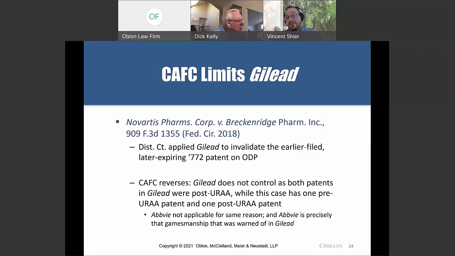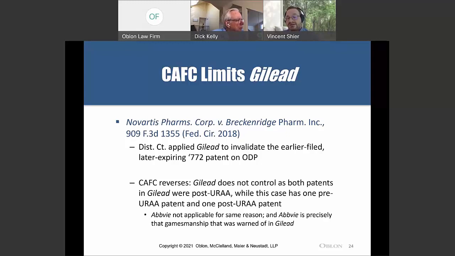Now, the district court found that this was very similar to Gilead, and in fact, Gilead would apply, and Gilead would serve to invalidate the earlier filed but later expiring 772 patent on the grounds of obvious double patenting. But the Federal Circuit rejected that and said, no, Gilead does not control. Gilead and AbbVie as well were both patents that dealt with post-URAA statute. They both fell under the post-URAA standard of 20 years from earliest effective filing date.